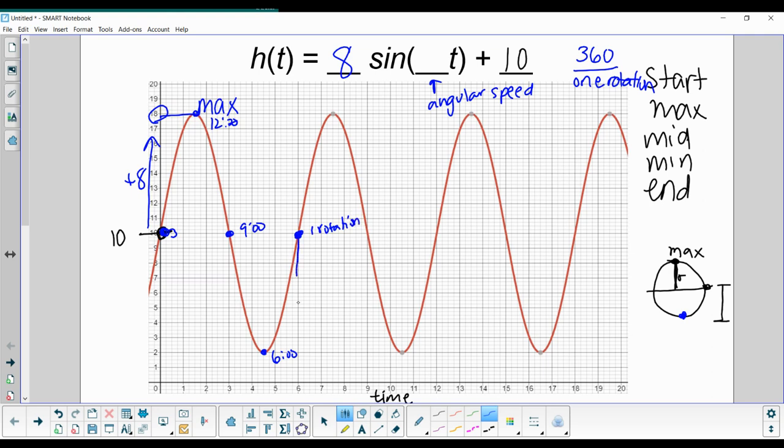So if one rotation takes me 6 seconds, that means that I have to do 360 degrees divided by 6 seconds, and I get 60 for my angular speed, which is degrees per second. And that's what goes in here. And then there's my equation. If I were to type that equation in Desmos, I would get this exact same graph.